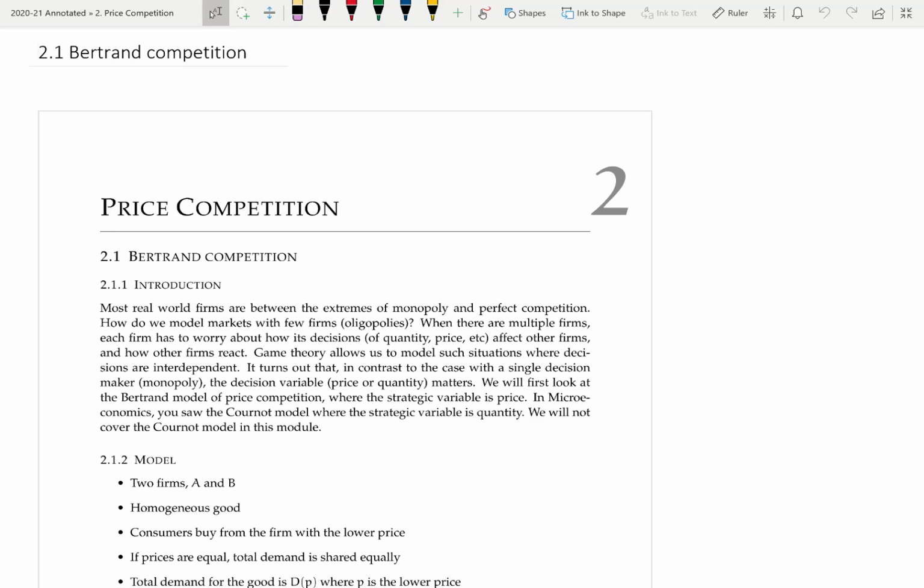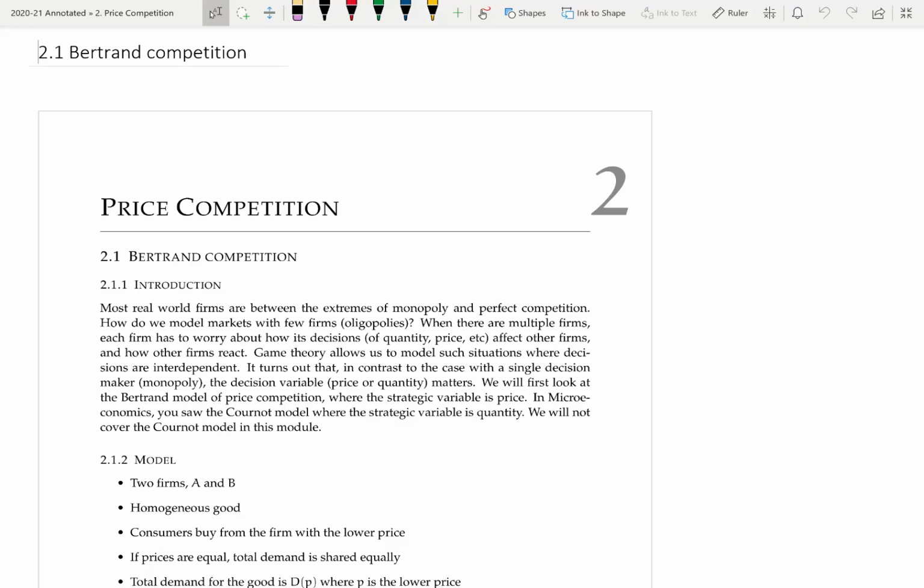In topic 2, we're going to be looking at price competition. The basic model of price competition is called the Bertrand model. We'll use this model as the basis for extensions, so it's essential that you understand this model. So far we've looked at monopoly.